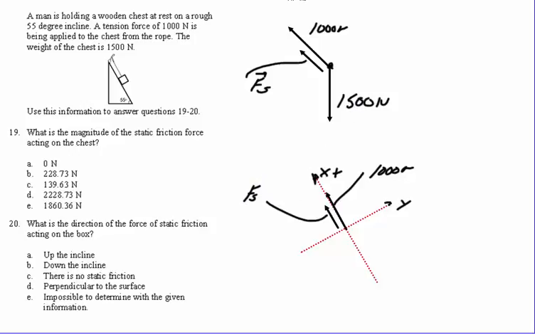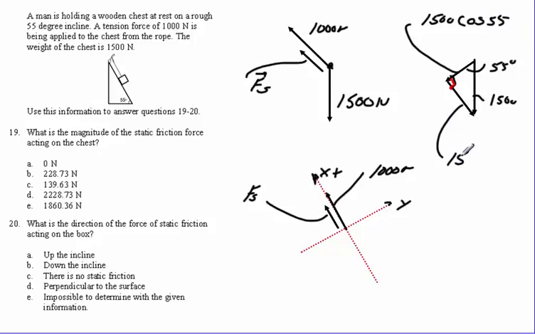Now I'm going to break this into components just like we always do. I come over here like this. I draw my normal force like that, and I draw this one down like that. There again is my right angle here. I'll do that in red like I usually. If this is 55 degrees, this angle here has got to be 55 degrees. This is my 1500. This is going to be 1500 cosine 55. This is going to be 1500 sine 55.